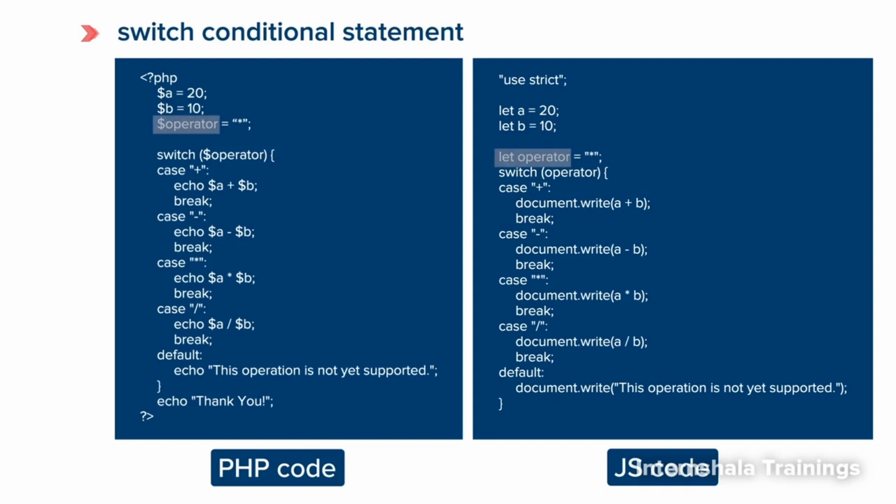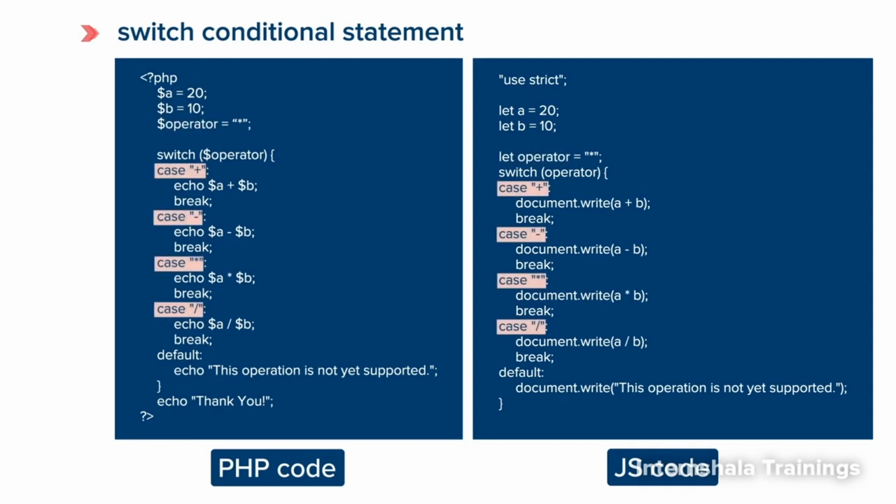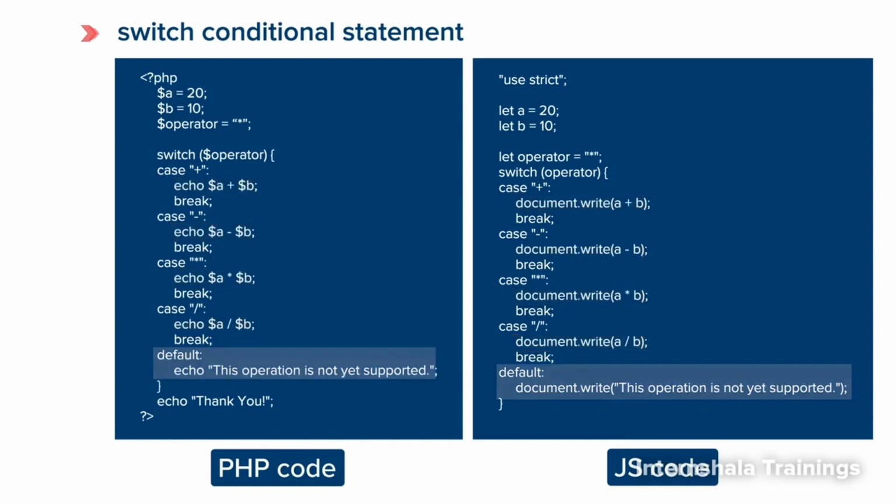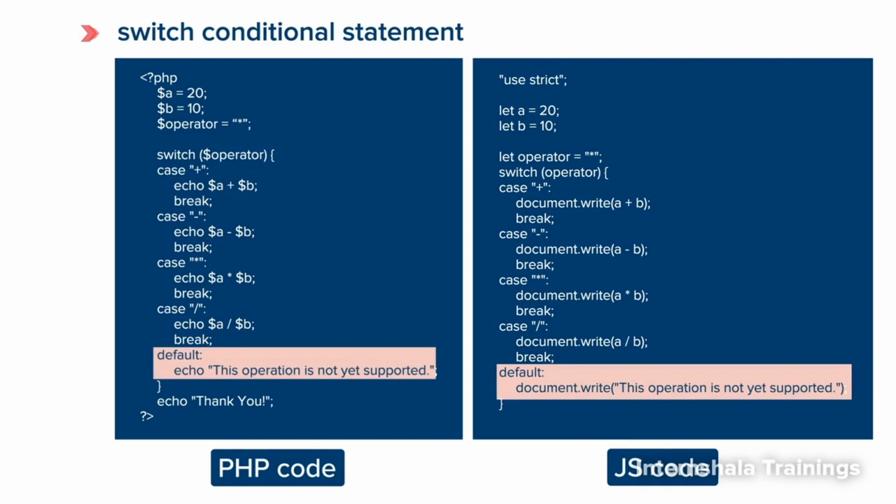Here, we have the expression operator that evaluates to any possible value. Now, based on the values we are expecting, we have different cases in our code. And depending on which case the value expression matches with, the corresponding code block will get executed. If the expression does not match with any of the case values provided, the default code block will get executed.